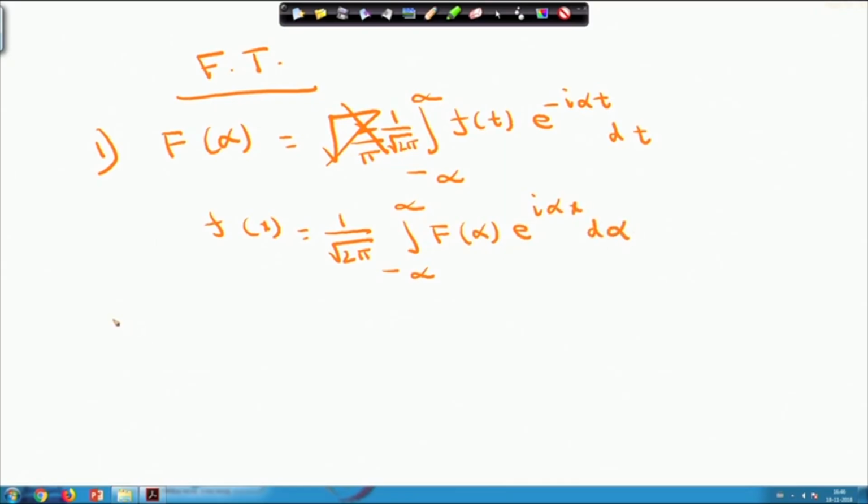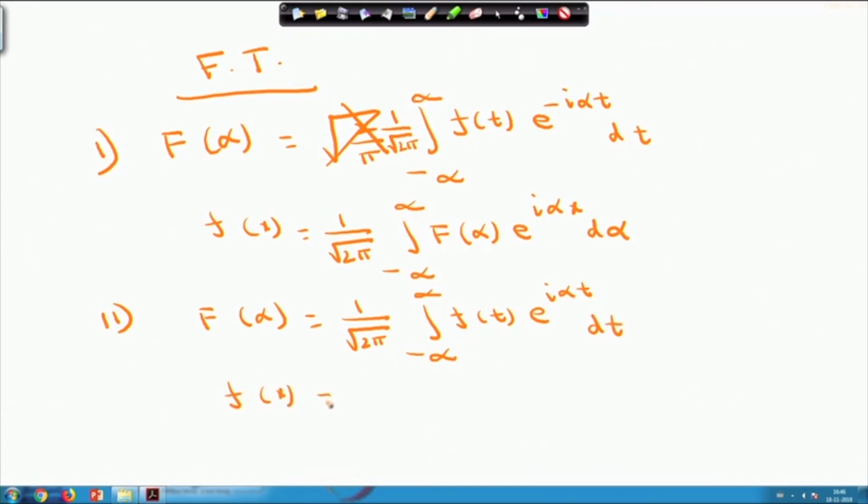d alpha. This is one, and in the second case you can also write F of alpha equals 1 by root over twice pi, integral from minus infinity to infinity of f(t) into e to the power i alpha t dt, and f(x) will be equal to 1 by root over twice pi, integral from minus infinity to infinity of F of alpha into e to the power minus i alpha x d alpha. So, any one of these two can be used over here.